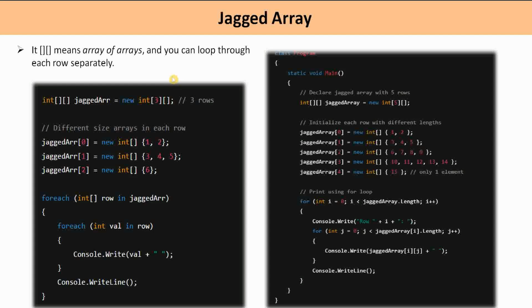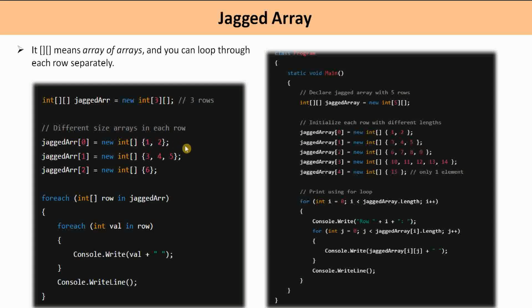Next we have the example of a jagged array. It means arrays of arrays, and you can loop through each row separately. So in arrays of arrays we can use multiple loops, and it will iterate through each row. In the first example, we have the initialization portion. First we declare the integer type with the double square brackets, then the array name, and the memory allocation, then the data type and the row size, meaning 3 rows we require, and this is the empty square brackets. So we have 3 rows.